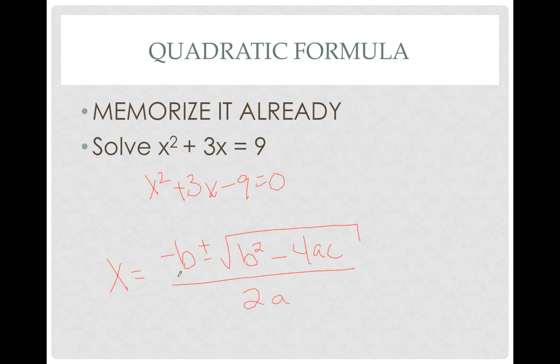So the opposite of b, plus or minus the square root of b squared minus 4ac, all over 2a. Okay, so get that in your paper somewhere, memorize it, get it down.